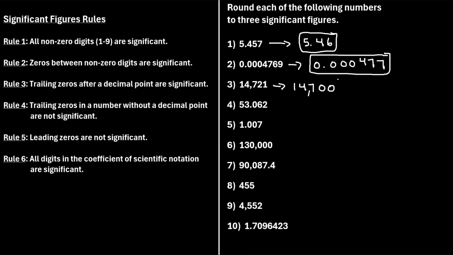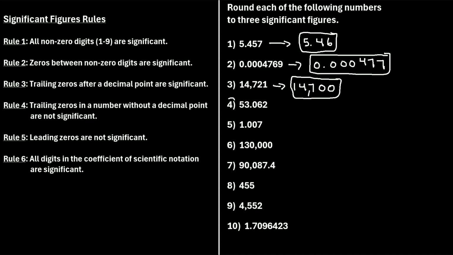And we'll notice that this number right here, it still has 3 significant figures. And the reason why is because these zeros, these trailing zeros at the end, are not significant. And that is rule number 4 you can reference. Trailing zeros in a number without a decimal point are not significant. So in this number, the 1, the 4, and the 7 are significant. So we do have 3 significant figures in this rounded answer.